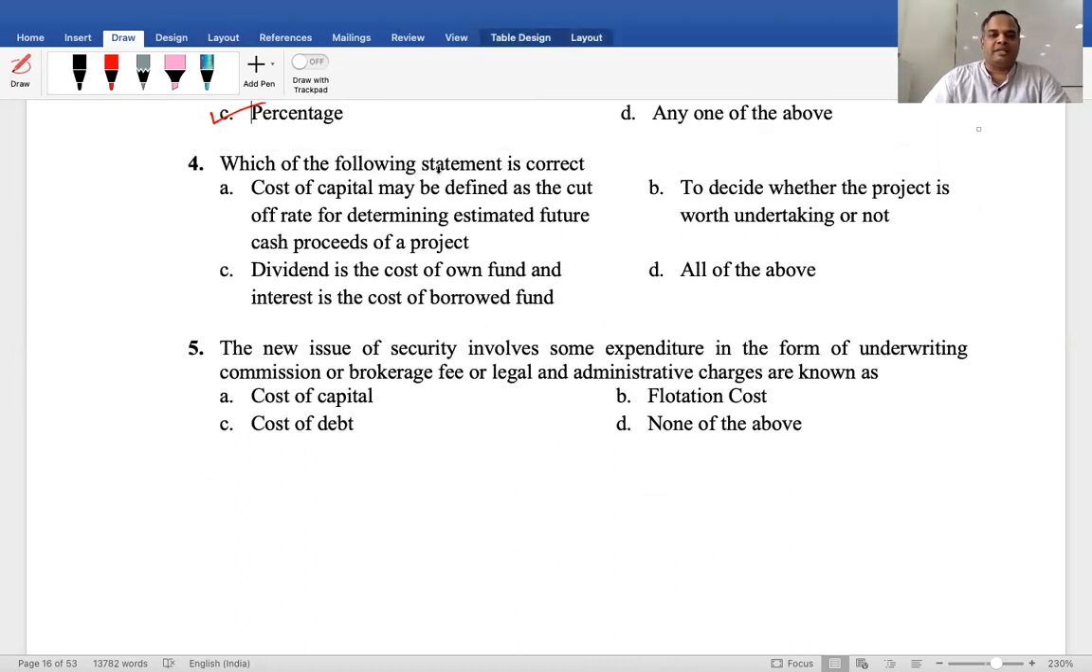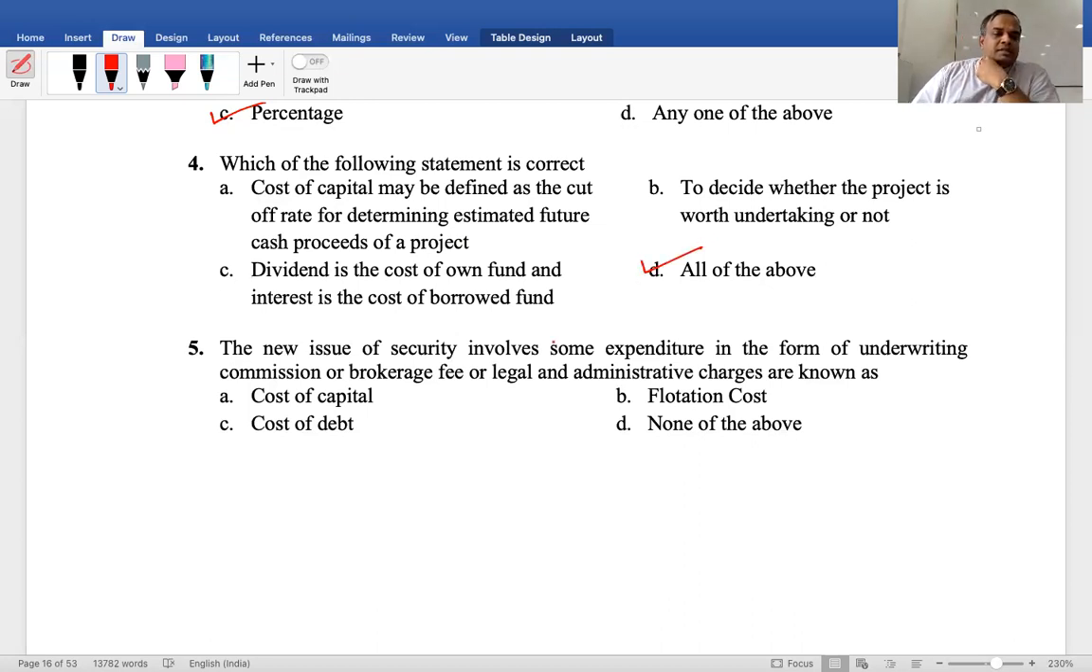Which of the following statements is correct? A, cost of capital may be defined as the cutoff rate for determining estimated future cash proceeds of the project. B, to decide whether the project is worth undertaking or not. C, dividend is the cost of own fund and interest is the cost of borrowed fund. And D, all of the above. What is the answer? Answer is all of the above. All the statements are correct.